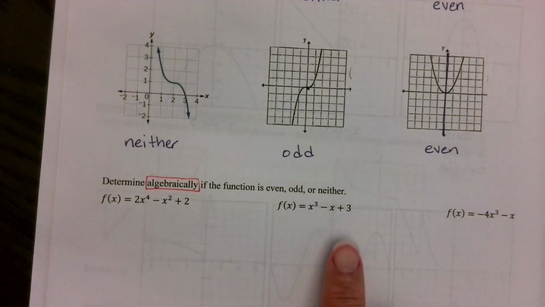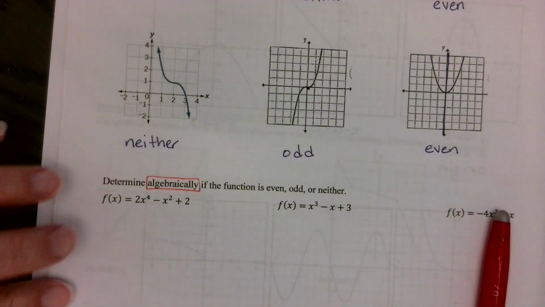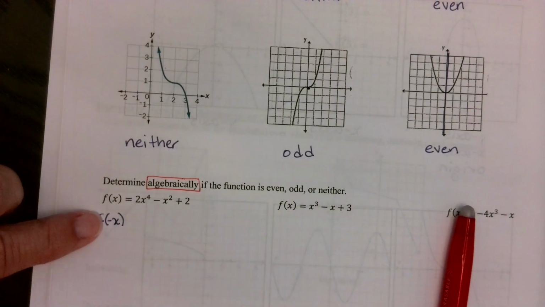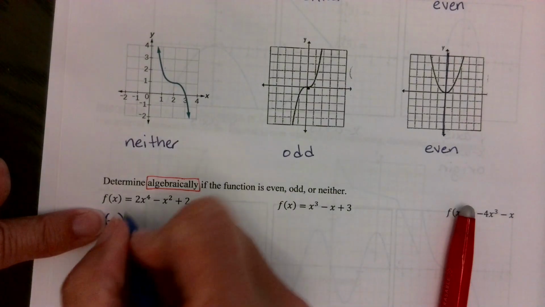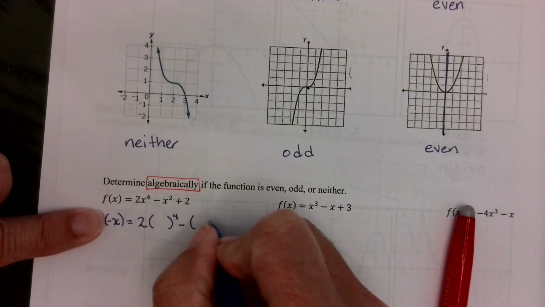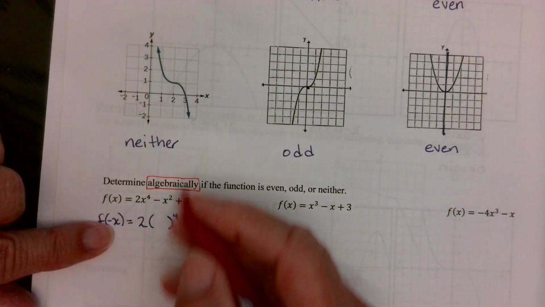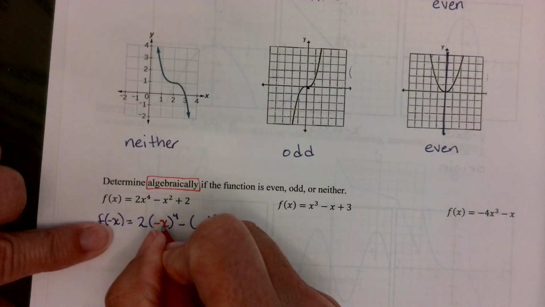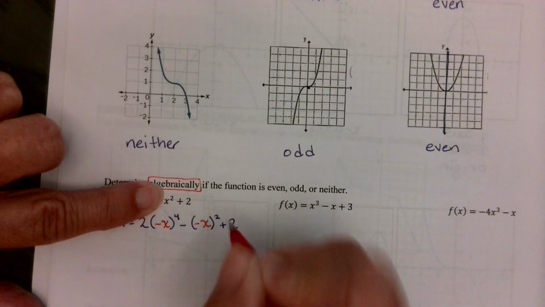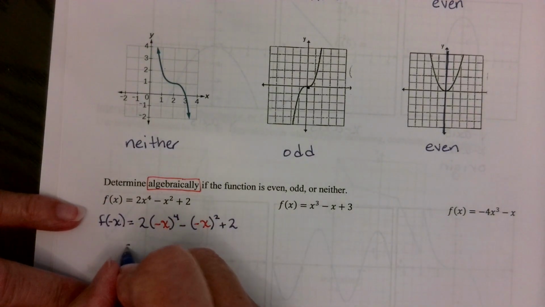Determine it algebraically. So what we're going to do is plug in a negative x wherever we see x. So we're really going to do f of negative x. Well, what that means is you take your f function and you plug in negative x wherever you see x. Okay, so I'm going to take this x out and replace it with a negative x. I'm going to take this x out, it's minus, but I'm going to take that x out and replace it with a negative x. Now I am going to work the problem.